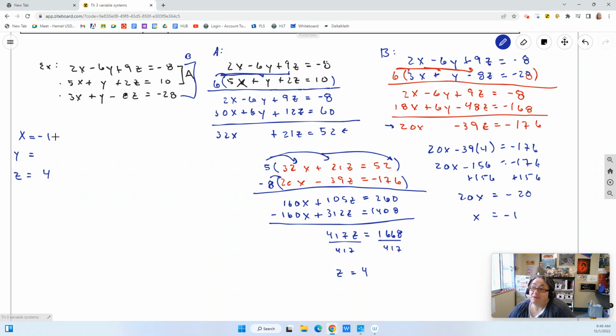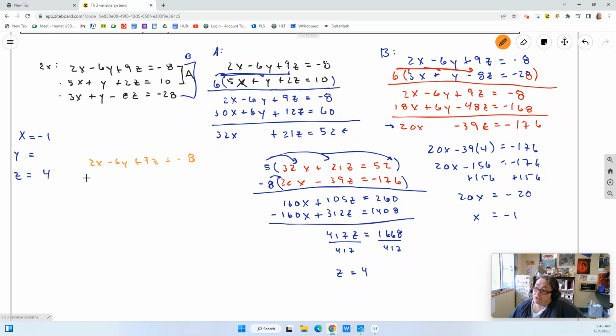Actually, the middle one looks the easiest, right? 5x minus y, but it doesn't matter. I can use any of the three original equations, and I can plug it in. Let's do it in a different color so it pops out. So if I have 2x minus 6y plus 9z equals negative 8.